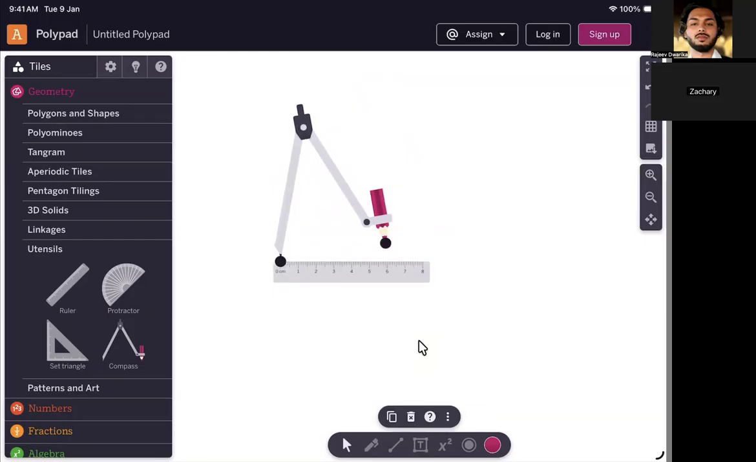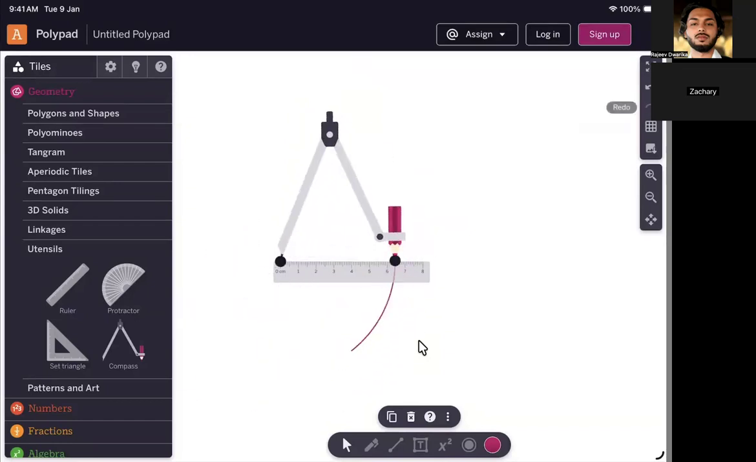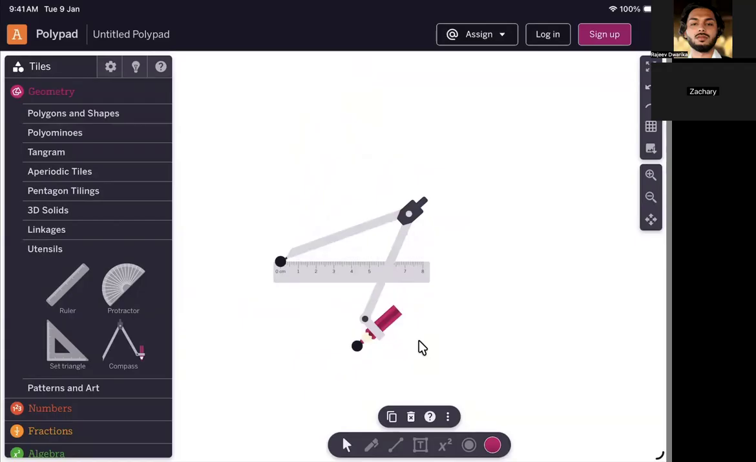The software is being kind of weird today. I think you get the idea though. If I wanted it to have a radius of 6 centimeters, I would put it there and I would draw it. Now I don't want to draw. Oh, give me a second.